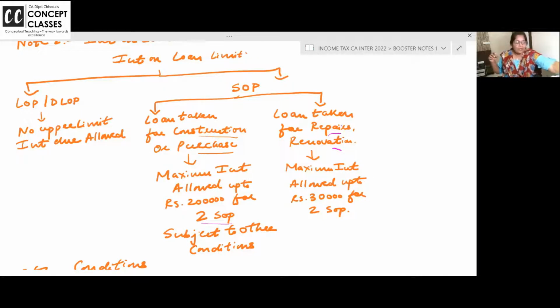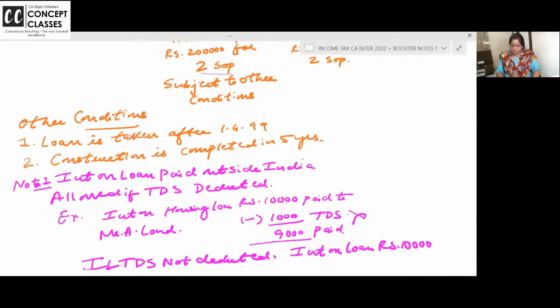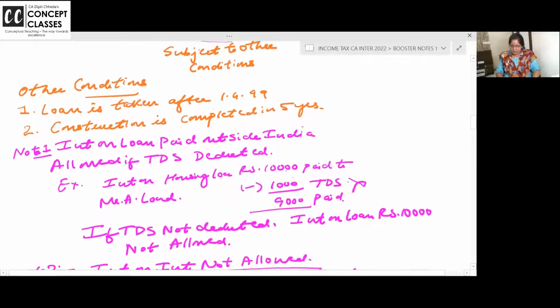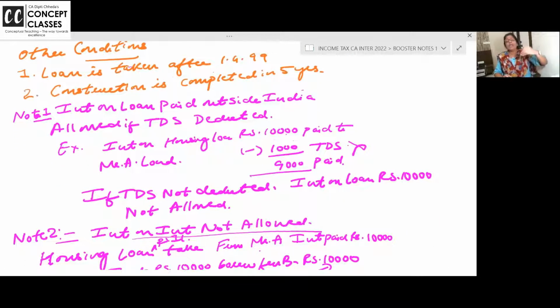Chalo. Interest on loan is clear. Self-occupied property, there's an upper limit of 2 lakh or 30,000. Let out and deemed to be let out, there is no limit. Next is interest on loan if you pay outside India.